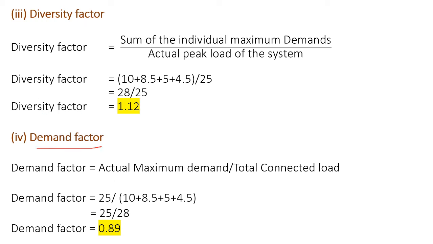Next is demand factor. Demand factor is equal to actual maximum demand divided by the total connected load. The actual maximum demand or the actual peak load of the system is the same, 25 megawatt, and total connected load is also given, we can see here, equal to 10 plus 8.5 plus 5 plus 4.5, that is equal to 28. So demand factor, finally we calculated, is 0.89 or approximately 0.9. This is our fourth answer. So we calculated all the four unknown values.